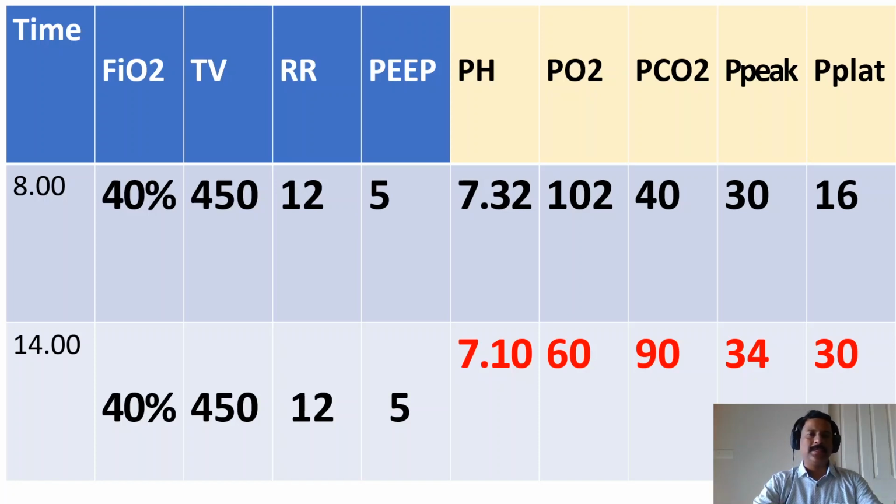But when you repeated the ABG, the same settings after say 6 hours, the pH came down to 7.10. So the patient is having acidosis. The PO2 reduced to 60. So patient is having some amount of hypoxia. The PCO2 is increased from 40 to 90. So there is a problem with the carbon dioxide washout also. So we know the patient is having hypoxia and hypercarbia. When we look at the ventilator graphics, we can see that the P peak is remaining almost the same, but the P plateau has increased. So probably our patient is having a progression of the ARDS, can be a case of pulmonary edema or some problem with the alveolar level.